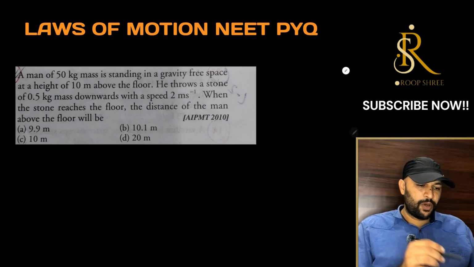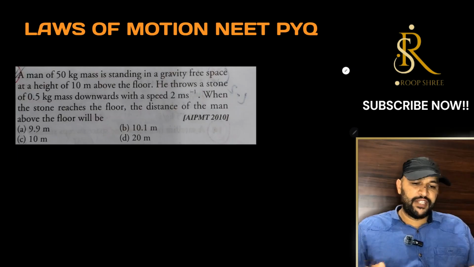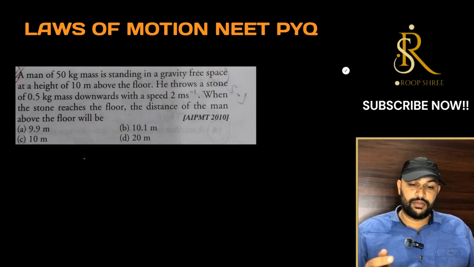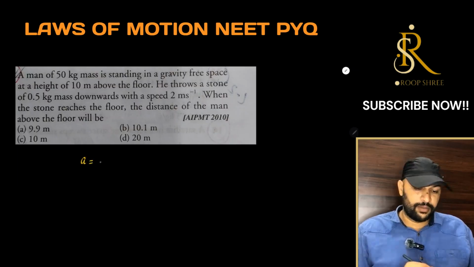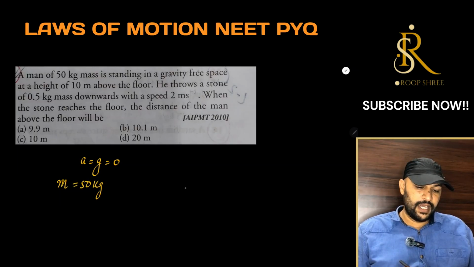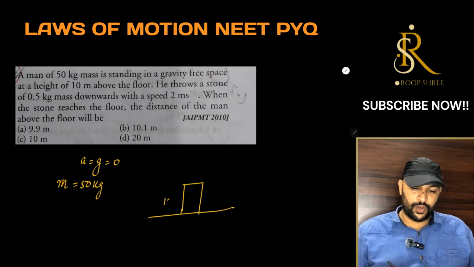So our next problem says here, a man of 50 kg is standing in gravity free space. It's gravity free, there is no gravity. So g or a is 0 in this case. And the mass of the man is how much? 50 kg, fine, at a height of 10 meters above the floor. So let's say this is a floor and this is 10 meters above the floor. This person is standing over here, right?